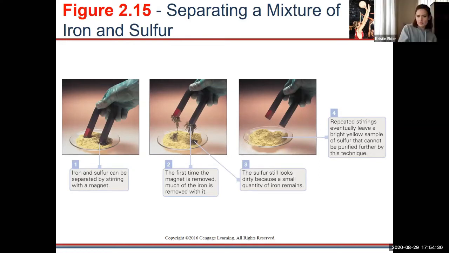Chemical? Well, I was just thinking, if the magnet's picking up the iron, then... But are we changing the iron in any way? No. So is it a physical or a chemical reaction? Physical. So we're using a characteristic of the iron. We know that it's magnetic. It binds to a magnet, and if we pull it off the magnet, it's still going to be iron.